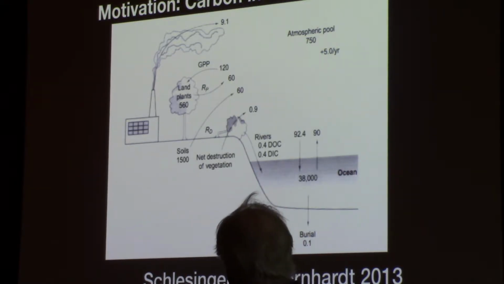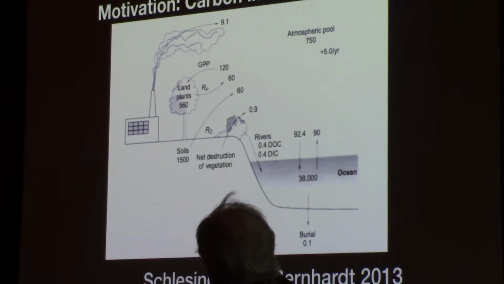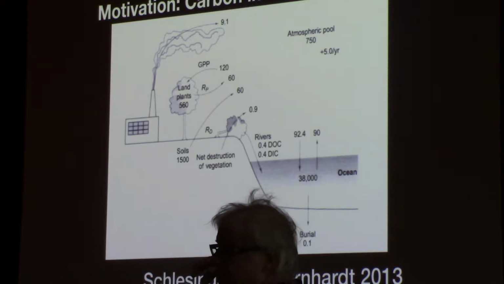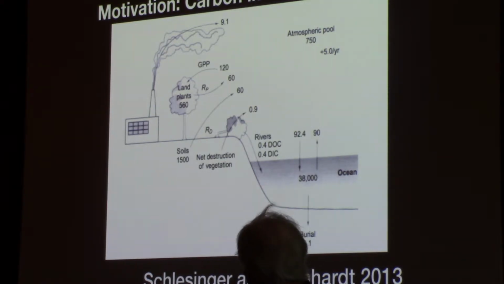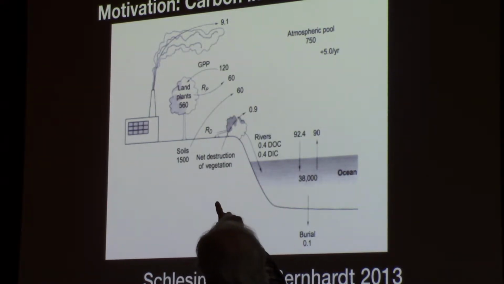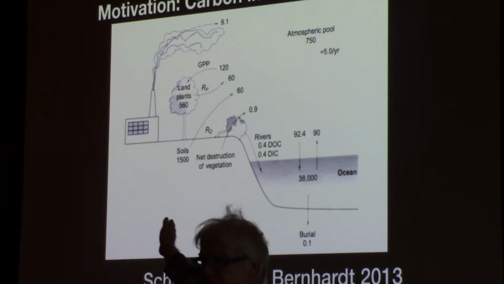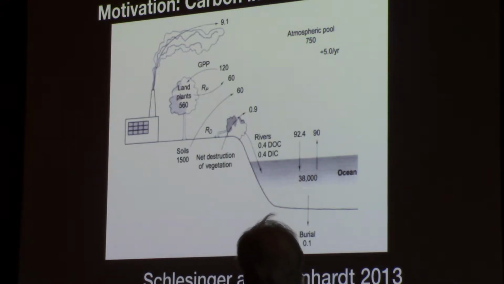So there's lots of arrows here. Those arrows represent processes or fluxes. And if you look up there at land plants, it says 560. So that means there's 560 petagrams of carbon that are in land plants on the Earth, if you add everything up, okay? That's a huge number.